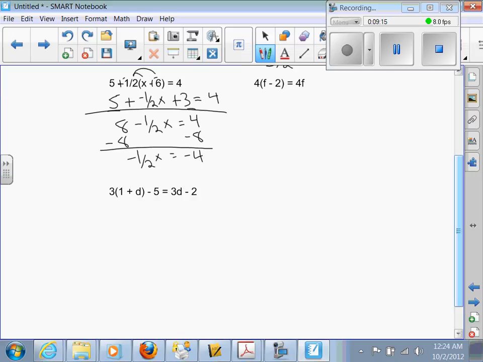Now I want to do the same thing that I did in the last problem and multiply by the reciprocal on both sides, which is negative 2 over 1 on both sides.